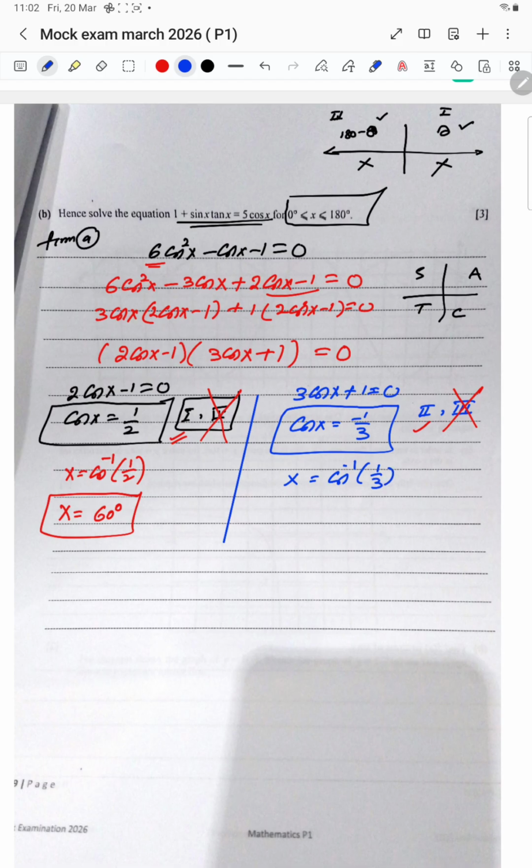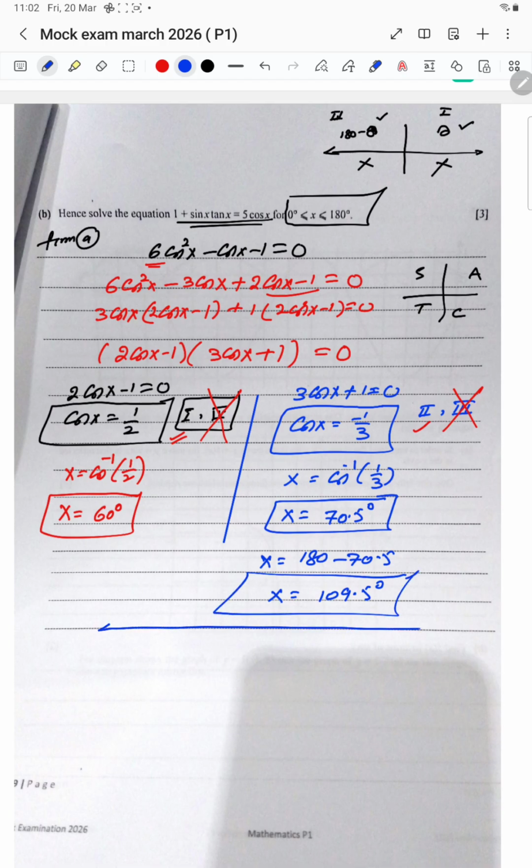This negative sign only helps us for the selection of the quadrant. So x will be what? I will get 70.5 degrees, but this is not my answer. In the second quadrant it must be 180 minus 70.5. So x will be 109.5 degrees. So these are the two results. Then you can write the final results are 60 degrees and 109.5 degrees.